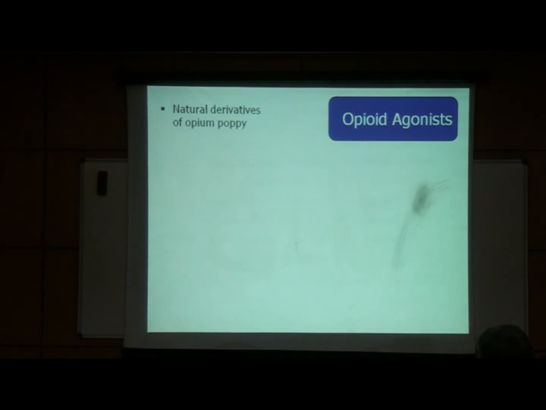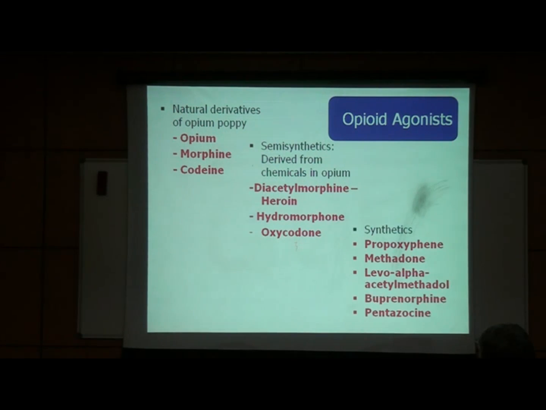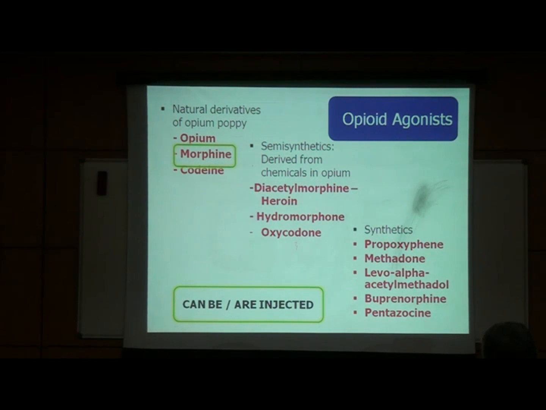Now there are various kinds of opioid agonists available. Some of them are natural derivatives like opium, morphine, codeine. Some of them are semi-synthetic, some of them are purely synthetic. In fact, buprenorphine is also being called semi-synthetic in some classifications. And many of these can be or are injected in the country. Morphine, of course, is an injectable. Heroin can be injected. Pentazocine is a very popular drug for injectors. Injection Fortwin is the brand. Buprenorphine can be injected. It's the injectable version.